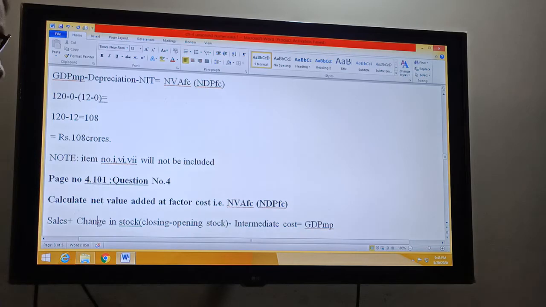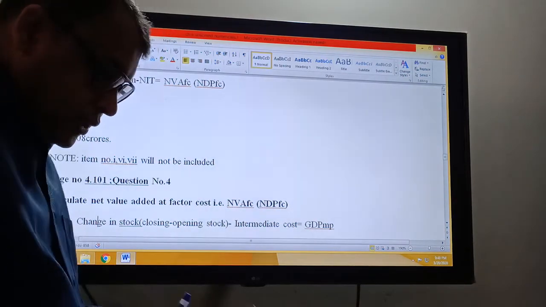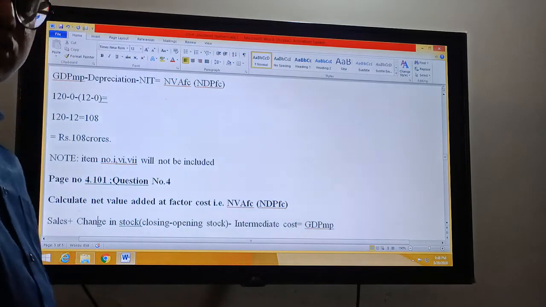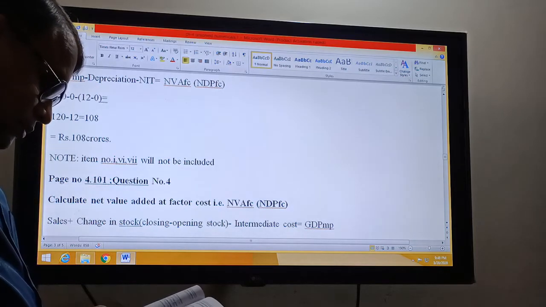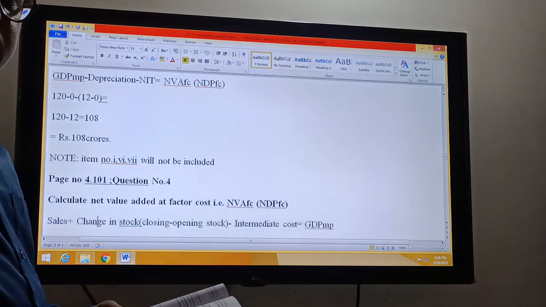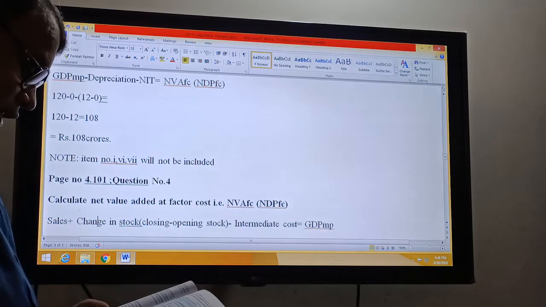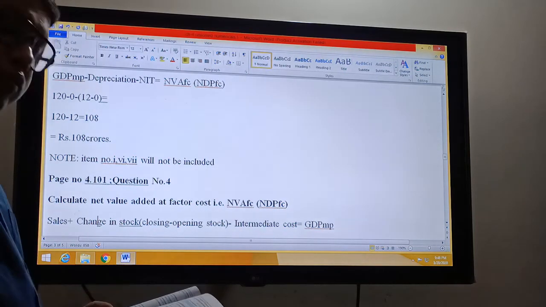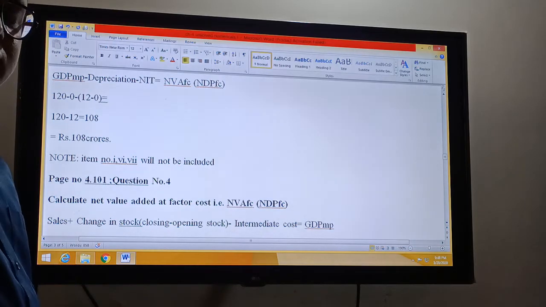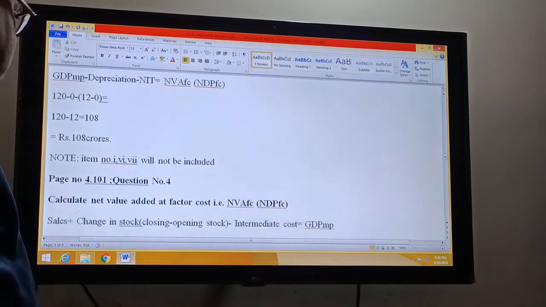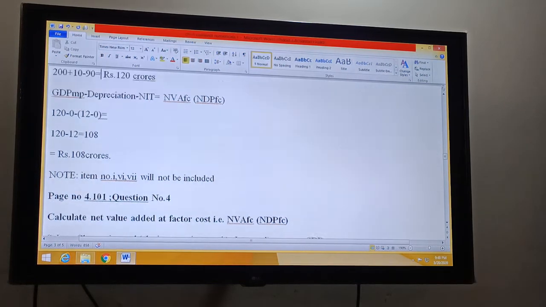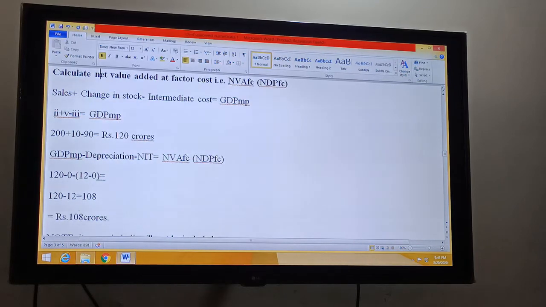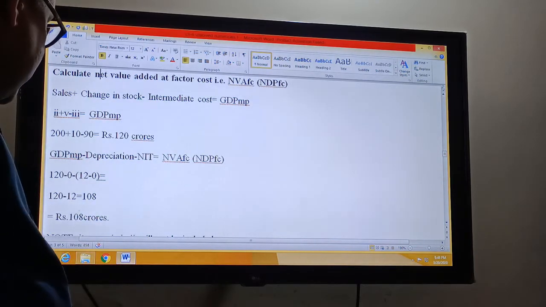Item number 1 we will not take, because item number 1 is given as purchase of machinery. Machinery is not raw material, that is investment. Sixth item is GST. GST is nothing but a component of IT, we have already taken. And item number 7 is what? Stock of raw material. We have already taken IC, so we will not take the stock of raw material. So that is your final answer, 108. Note it down, and you can take a screenshot of this numerical also to understand better.